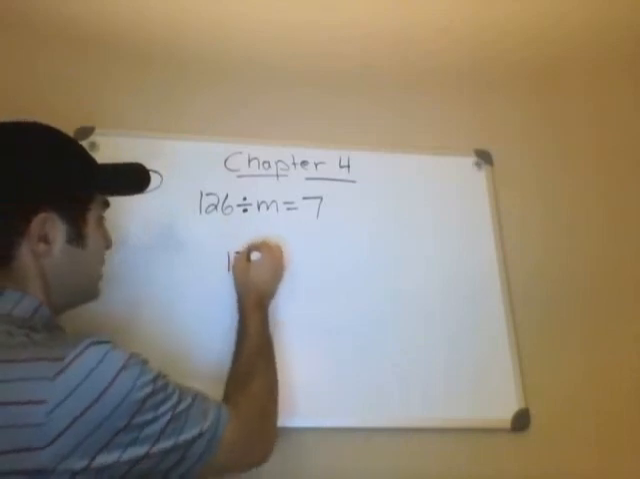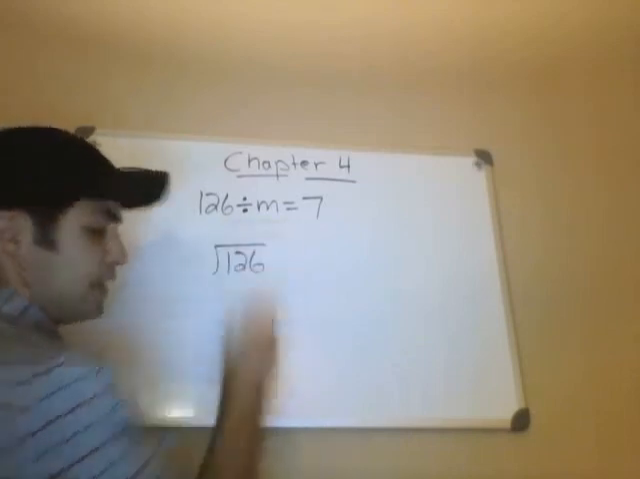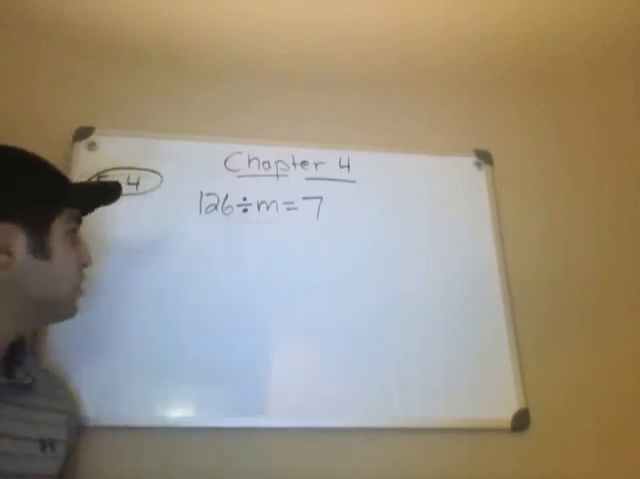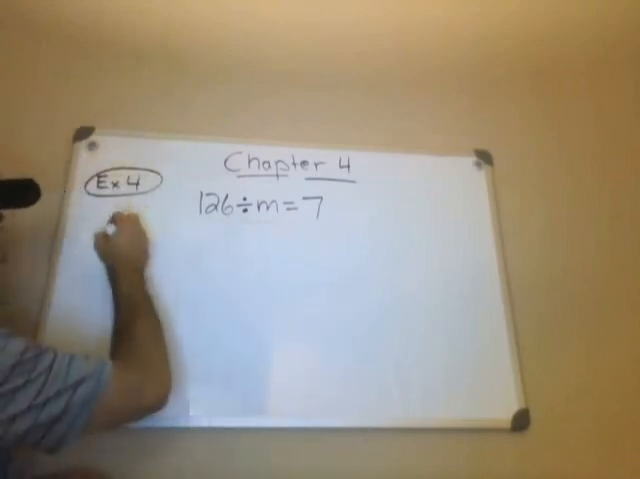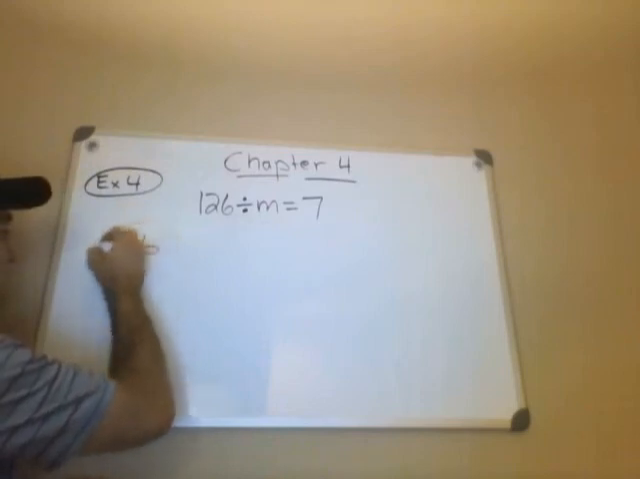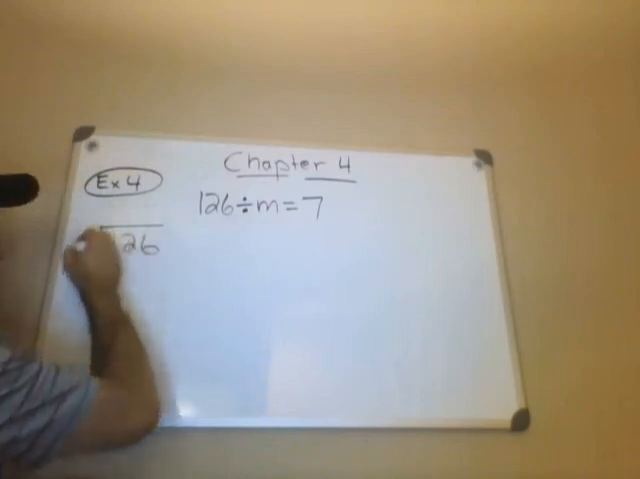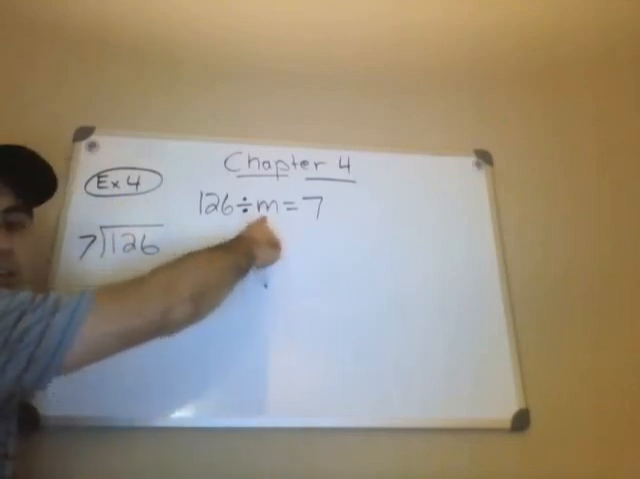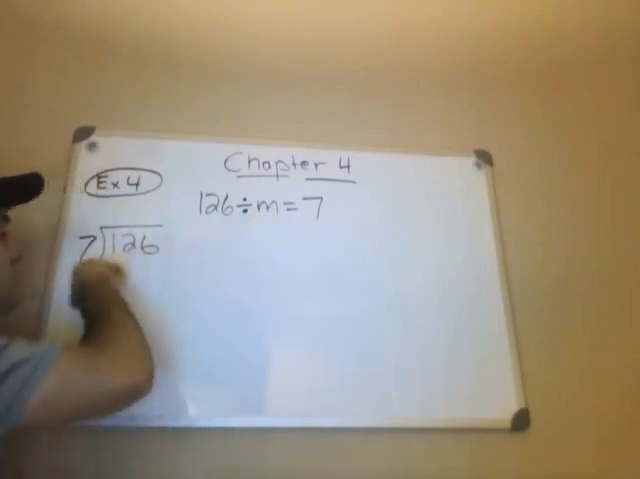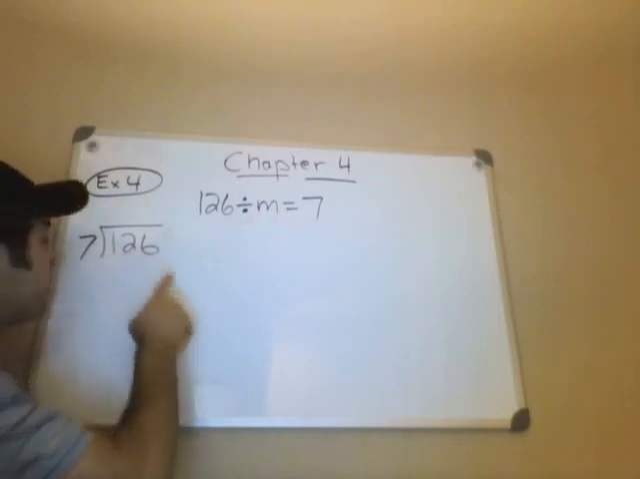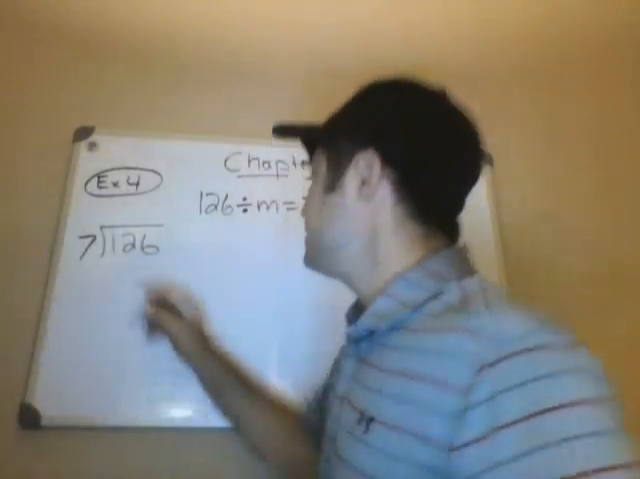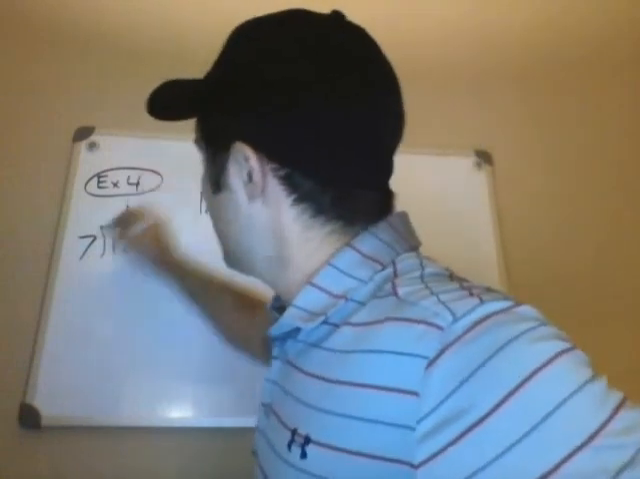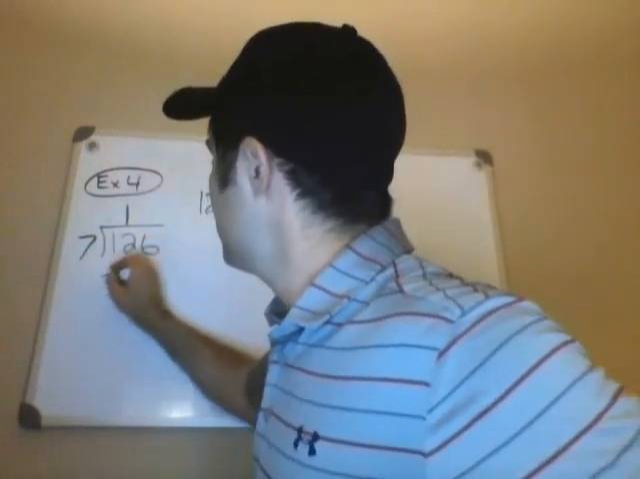We're going to take 126, actually, I'm going to write it over here to the side. We're going to take 126 and divide that by 7 in order to find our missing number here. So 7 will go into 12. Can't really see me over there, I guess. 7 will go into 12 how many times? 1 time. 1 times 7 is 7.